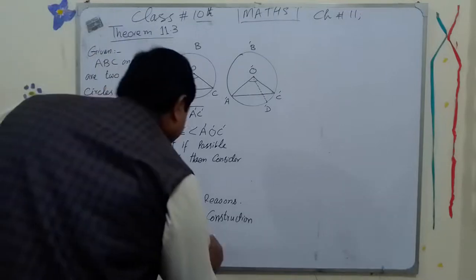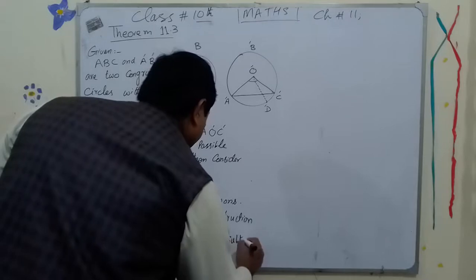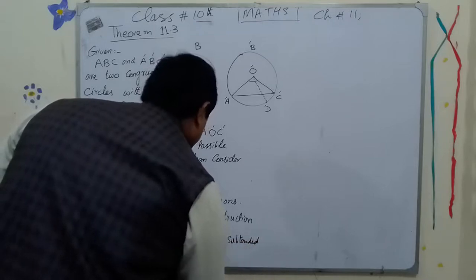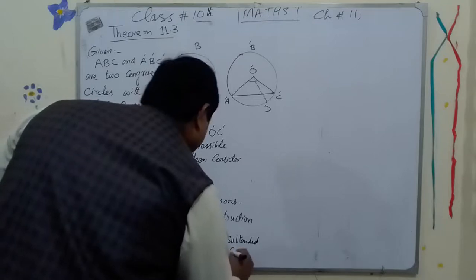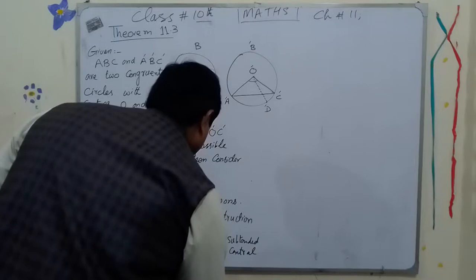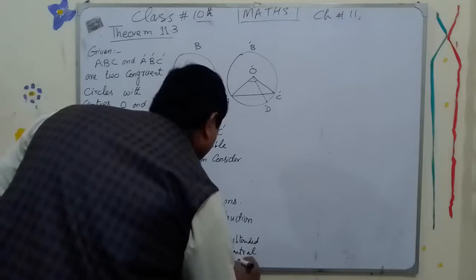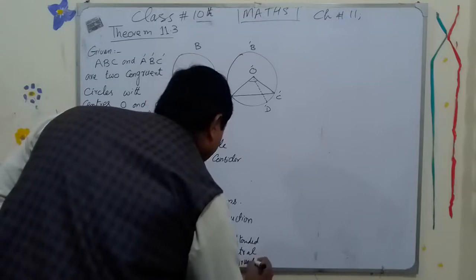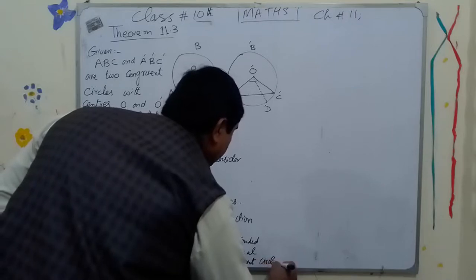Arcs subtended by equal central angles in congruent circles.